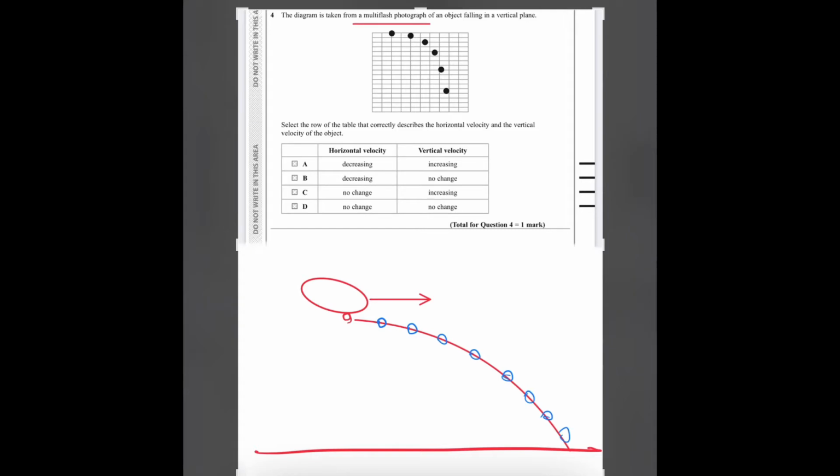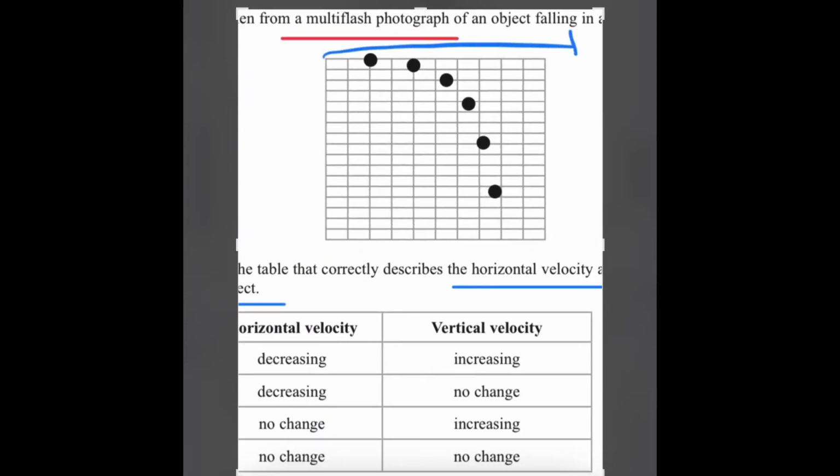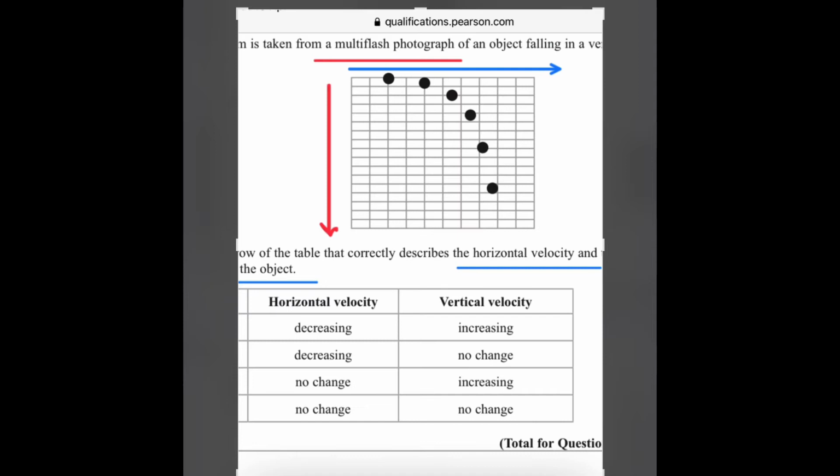Select the row of the table that correctly describes the horizontal velocity and the vertical velocity of the object. So the horizontal velocity and the vertical velocity, let's see here. This is the horizontal and this is the vertical, right? So we need to see the horizontal displacements and vertical displacements with time. So let's see the horizontal displacement. For the first second, the horizontal displacement is this length. For the second, it's this length. For the third second, it's this length, right?